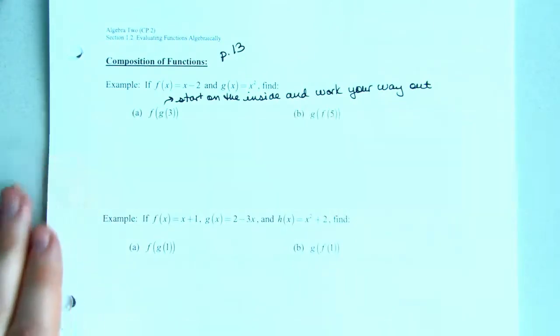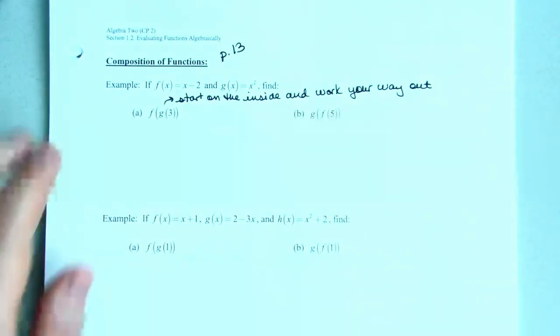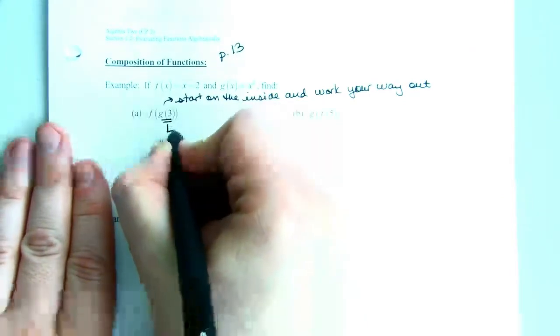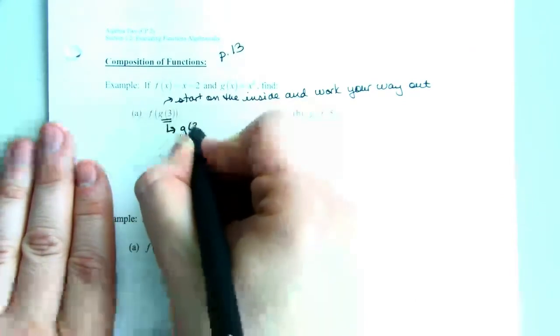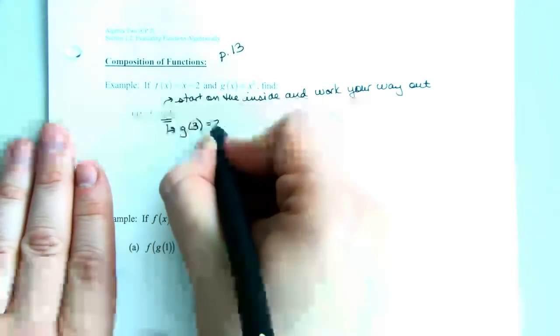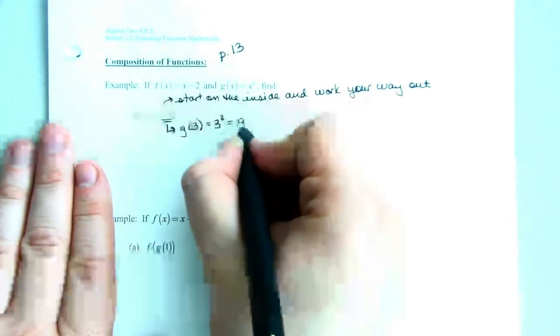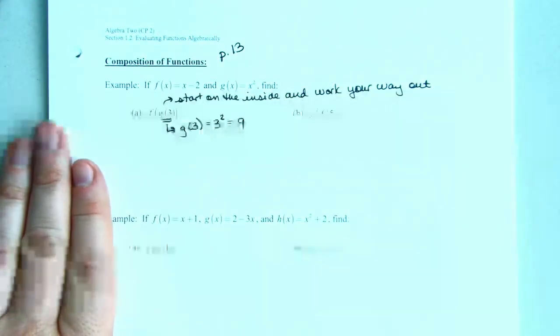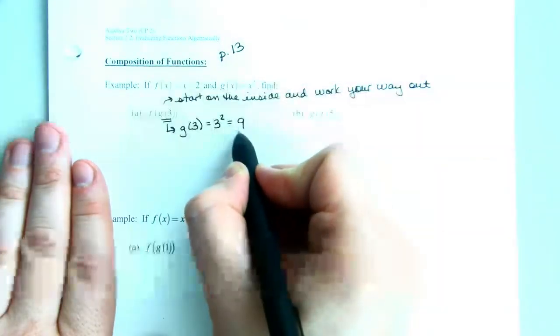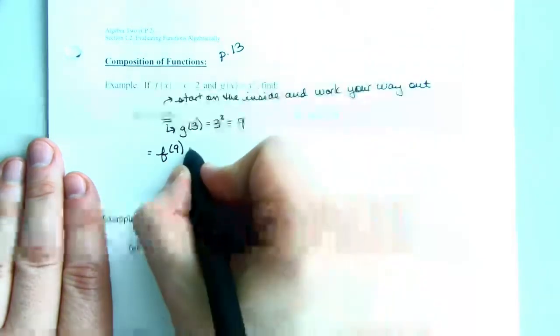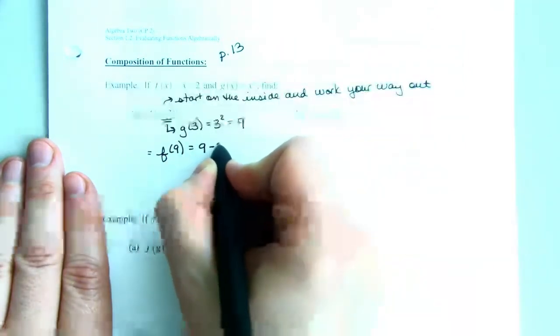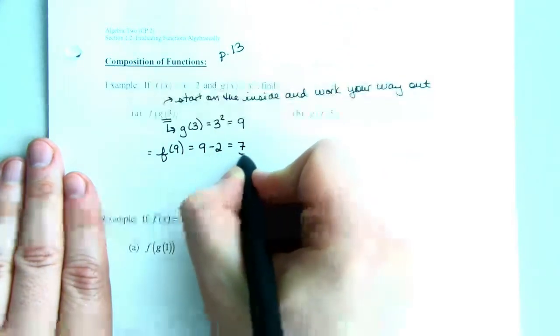F of g of 3, I'm going to start on the inside and work my way out. So on the inside, I have g of 3. Let me go take a moment and find g of 3. G of 3 is just going to equal 3 squared, or 9. I'm then going to take that answer and plug that into the f function. I'm going to get f of 9. Well, what's f of 9? F of 9 is 9 minus 2, or 7.